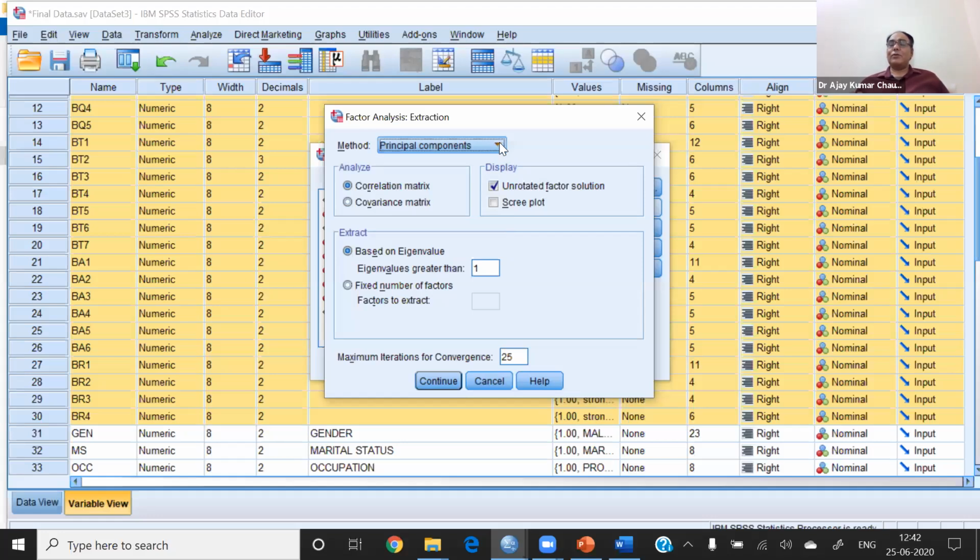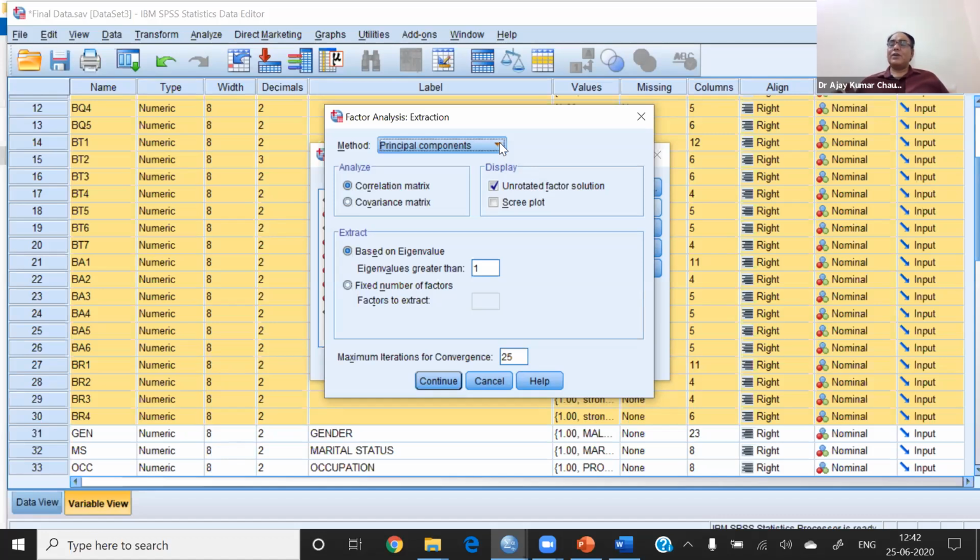You just have to know the rule of eigenvalue. The rule is that an eigenvalue should be greater than 1 to qualify as a factor. In your school days, you have solved equation problems. Suppose there are two equations in x and y: 2x plus 3y is equal to something, and 3x plus 4y is equal to something. If you solve these two equations, you will get two values, x and y.